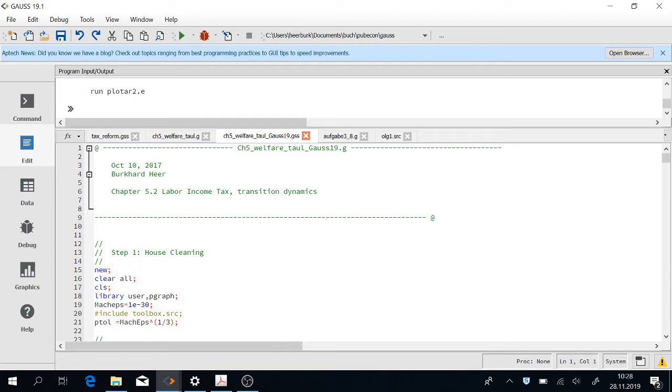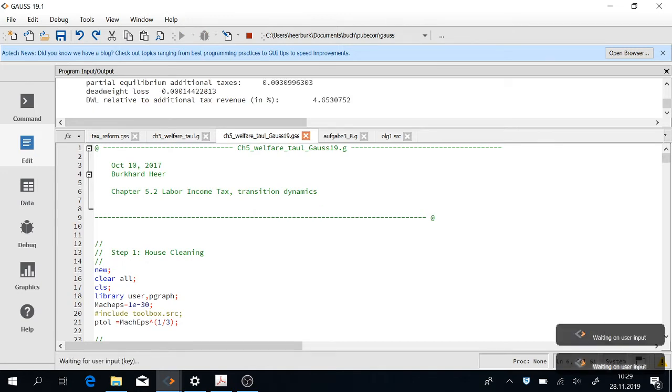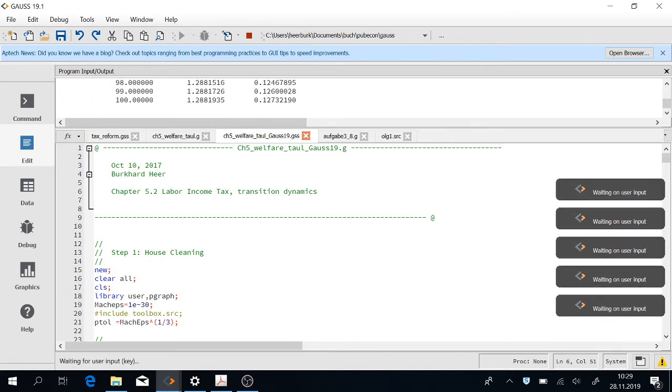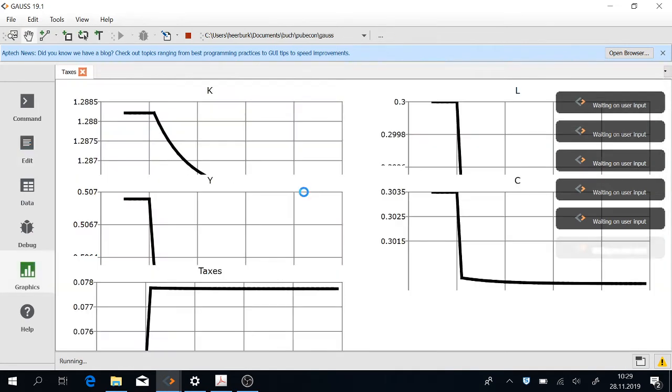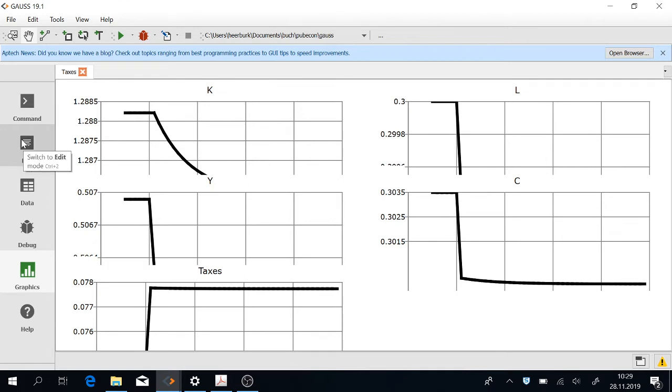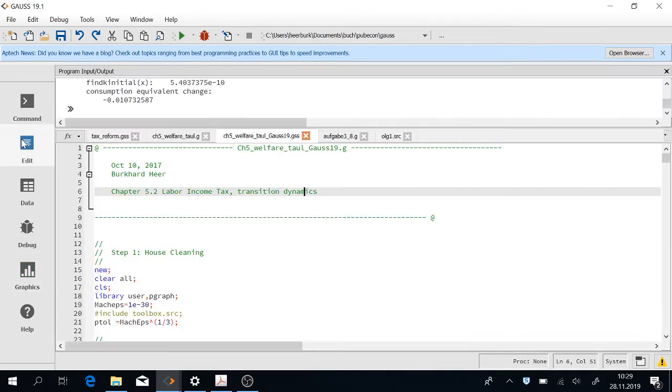Now check the header first, so you have the right program, chapter 5 welfare tau L Gauss 19, and to find out if it works okay, just run it by Control R and see if it runs through. You have to press a couple of keys on your desk so that the execution continues. And if it runs through fine, you should have something like this in front of you, the final graphics. Don't worry, we will get a much nicer view of these. And go back into the edit mode.